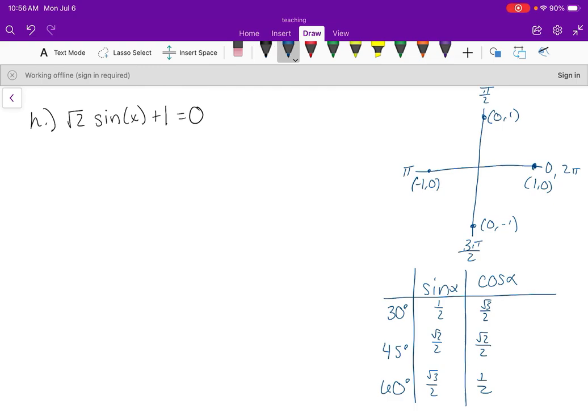First thing is we need to get sine alone. So I'll move my 1 over. So now I have square root 2 sine x equals negative 1. And then we can divide by that square root of 2. And so I have sine x equals negative 1 over square root 2.